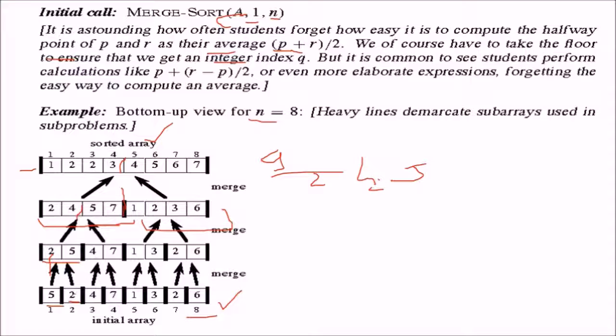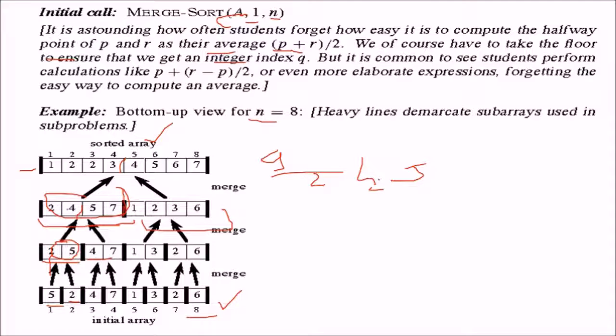So 5 and 2 will be merged, but we'll see which one is greater or smaller. So 2 and 5 will be our sorted subsolution. Again, 4 and 7 will be a sorted subsolution likewise. And when we combine 2, 5, 4, 7, we again try to combine them. So what will be the answer?